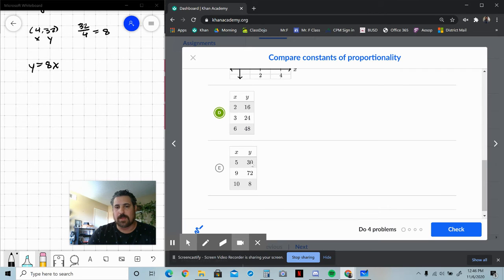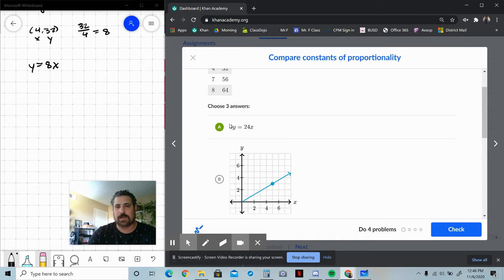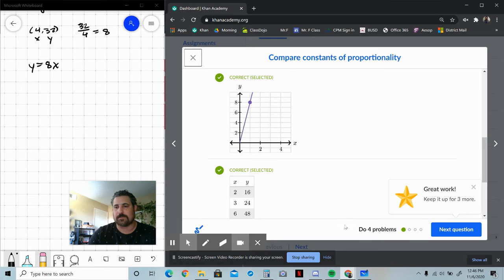And then this one, 30 divided by 5 is 6. So that's not going to work because it's not a multiplier of 8, right? 5 times 8 would be bigger than 30. 5 times 6 is 30. So this isn't the same equation, right? So that's not going to work. So it looks like you have 3 answers, this equation, this graph, and this table. And we're done. So that's the idea of it.